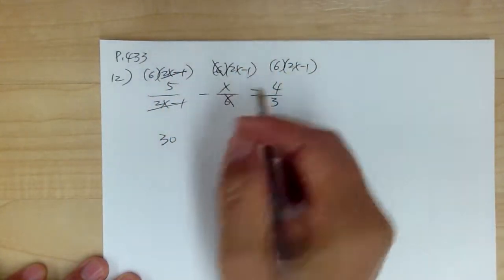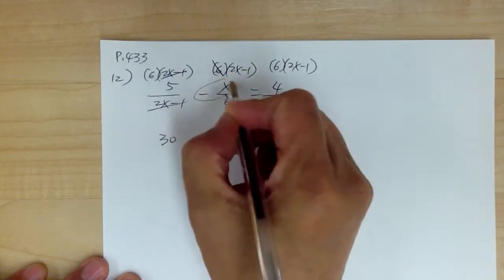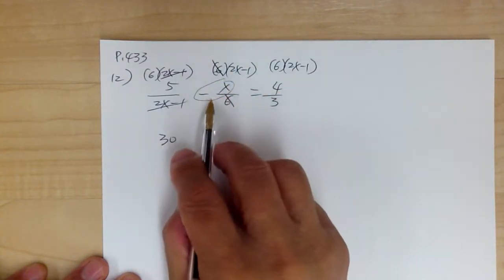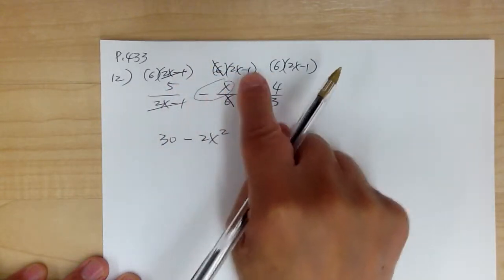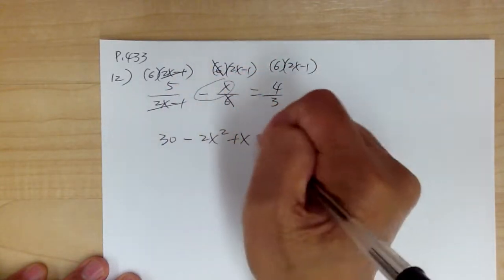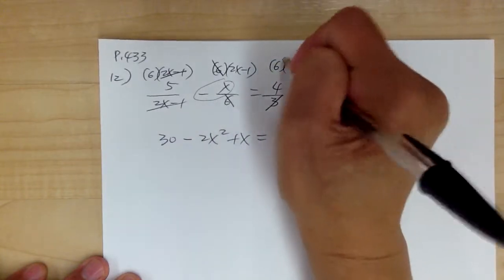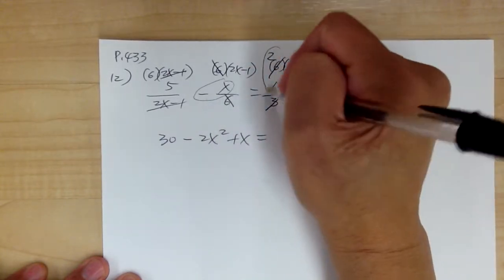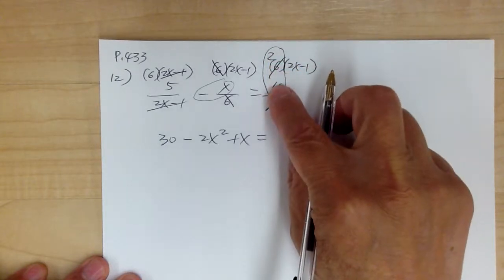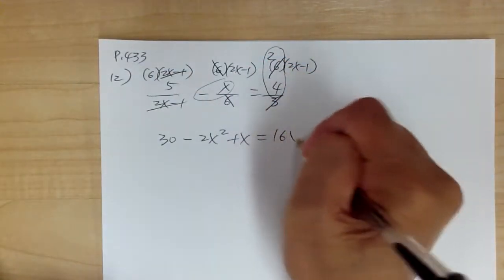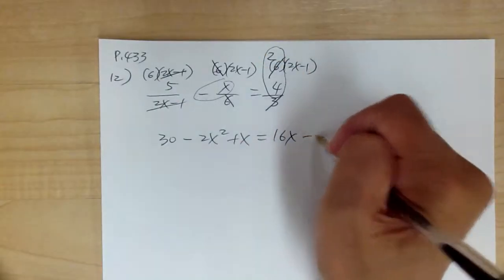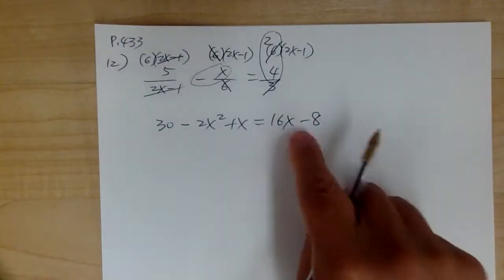This cancels with that. Now you have to be careful, there's a minus, so think of it as a negative x. So negative x times 2x will give you negative 2x squared, and negative x times 1 will give you plus x. Now this one, you cancel this with this, so this would be 2, so this would be an 8, because 2 times 4 is 8. So you have to use 8 times that. 8 times 2x would be 16x, and 8 times negative 1 would be minus 8. Okay, so make equal to 0.